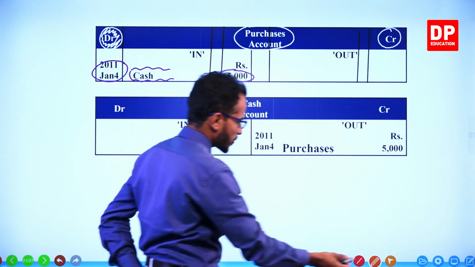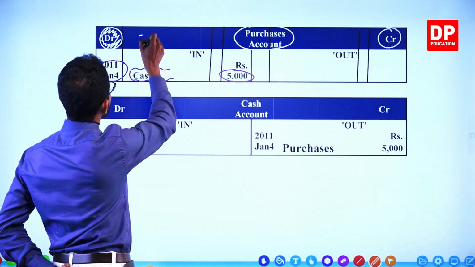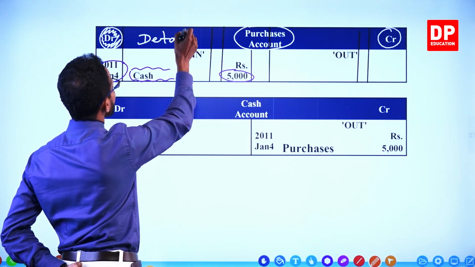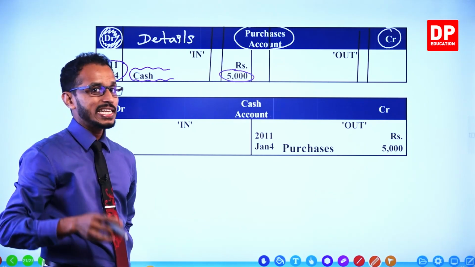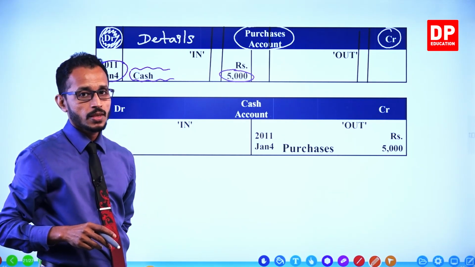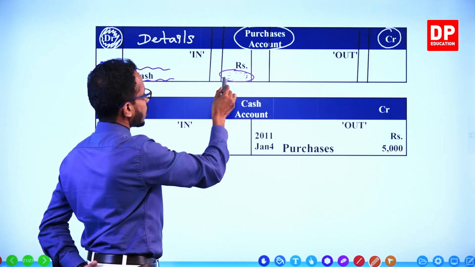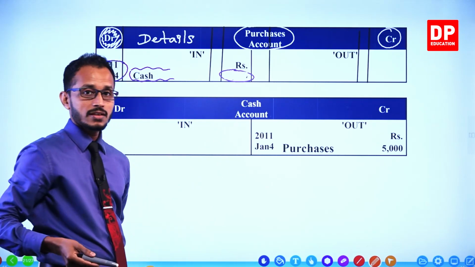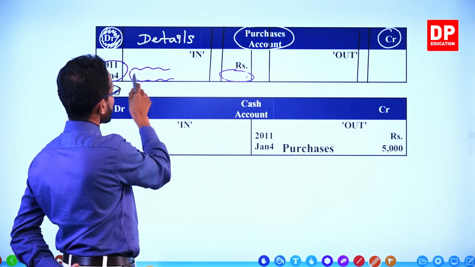Children, the description column, the details column, should be filled compulsorily. It must be filled. Not only the amount, the details must be filled too. All right?